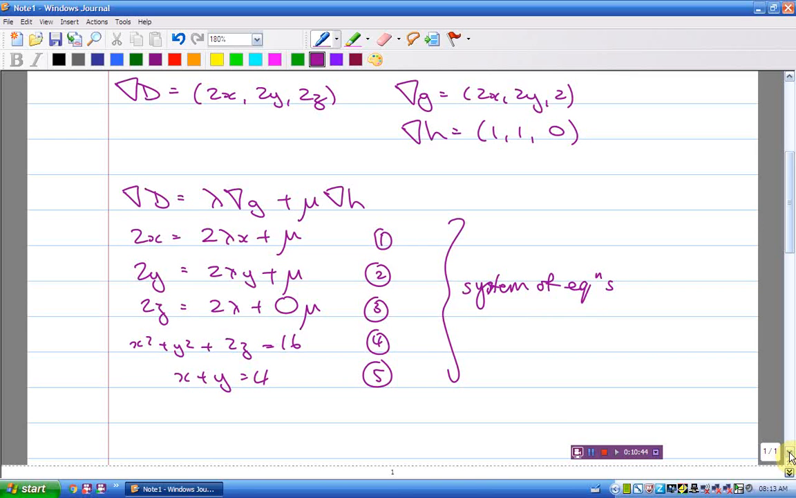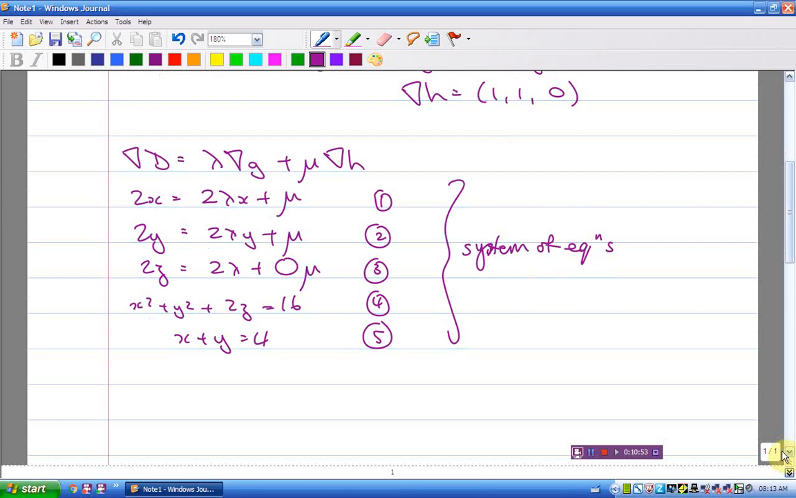Okay, so now you need to solve that. How the heck are you going to solve for that? Well, there's an interesting effect going on in equations 1 and 2, because we can see that those equations 1 and 2 are very similar.